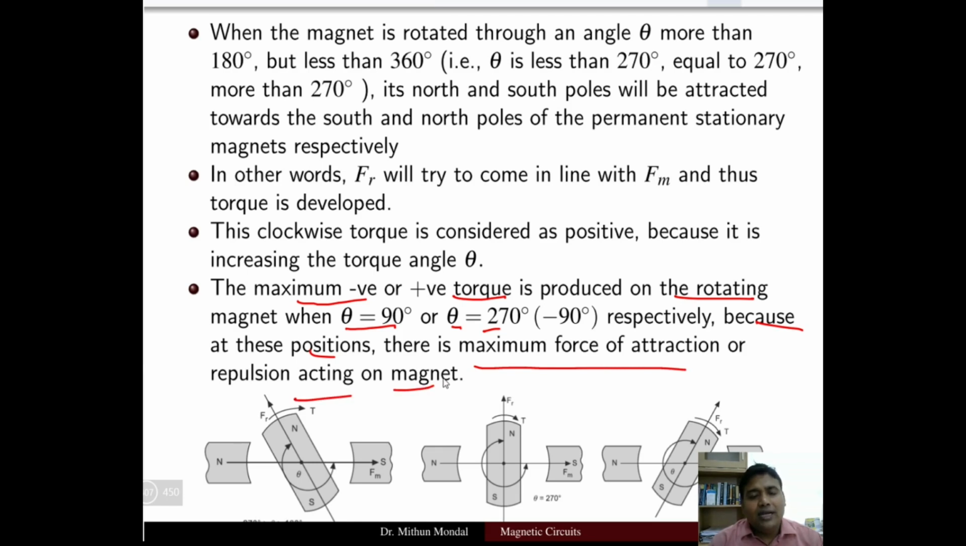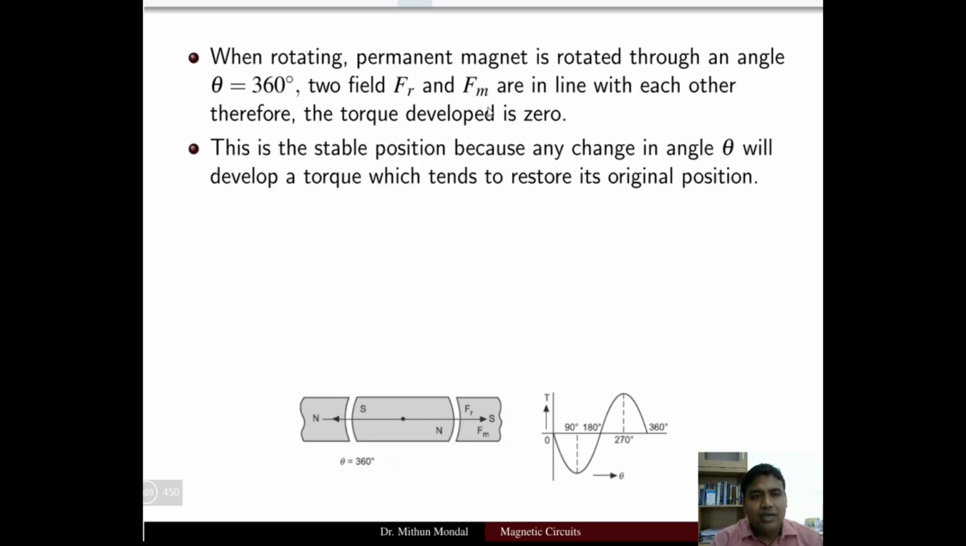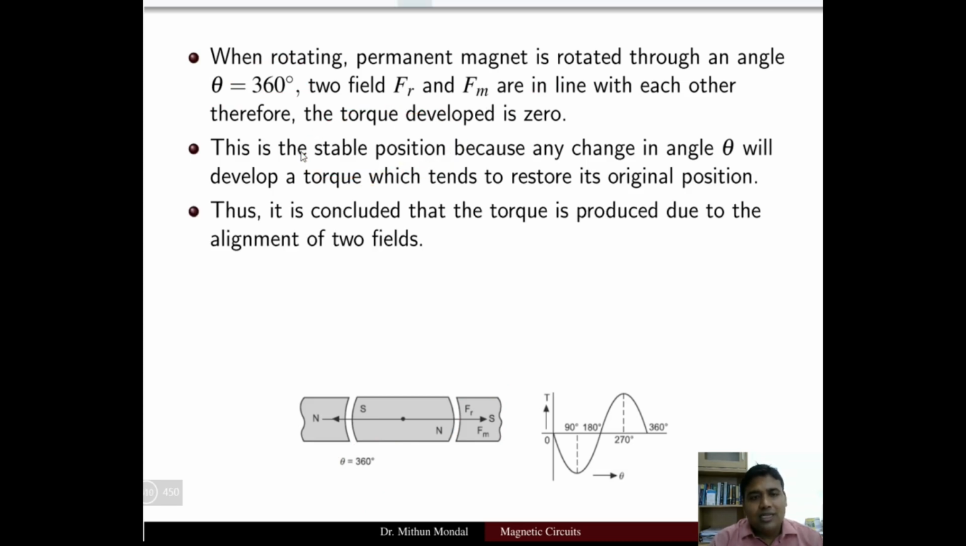So the discussion that we have done for the soft iron piece and the permanent magnet are going on the same line, and we can see that at theta equal to 360 degree, FR and FM are again in the same direction. Obviously the torque produced will be zero because it will cancel out each other, and this is the stable position. And in the stable position we can conclude that torque is produced due to the alignment of the two fields again. So the two fields are FM and FR.